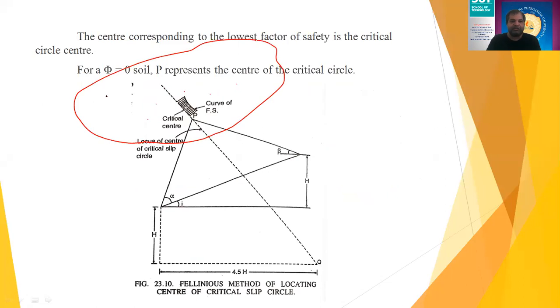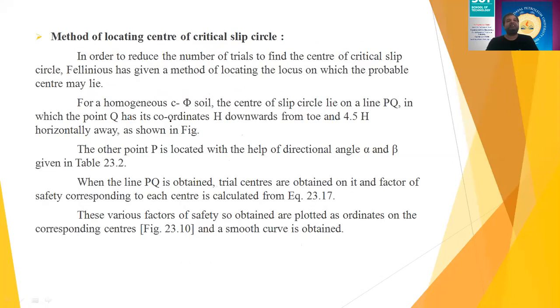I don't know. You need to take the center here, here, here, here. I do not know exactly. So for that, one method has been suggested, which finds out the probable location of the trial slip circle. This method is known as the method of locating the center of critical slip circles, right? This method was given by Fellenius, and that is why it is known as Fellenius method of locating the center of slip circle.